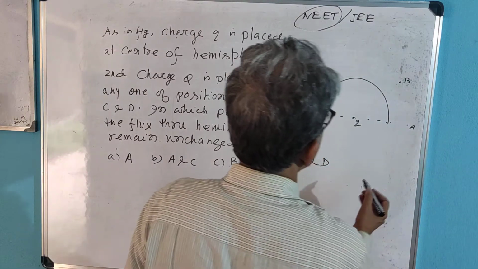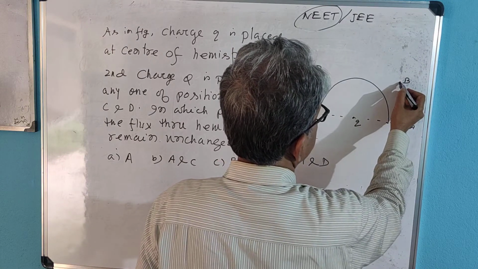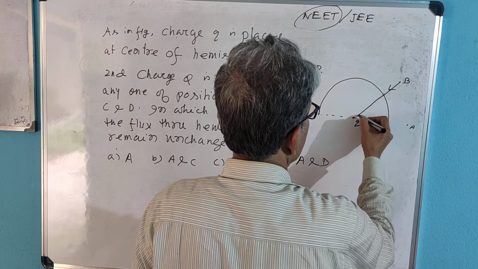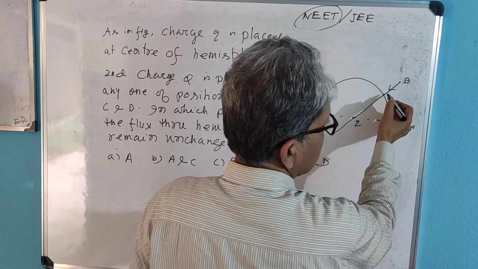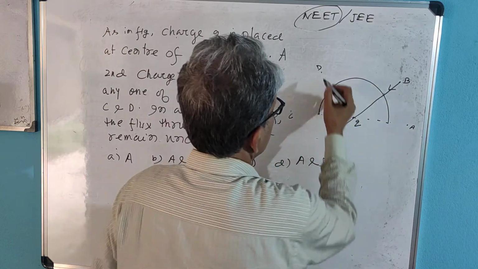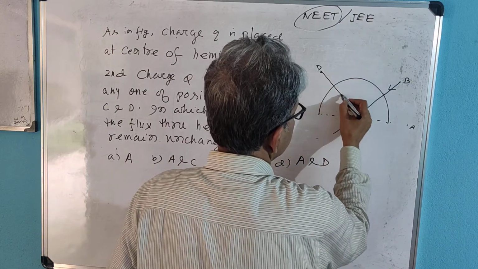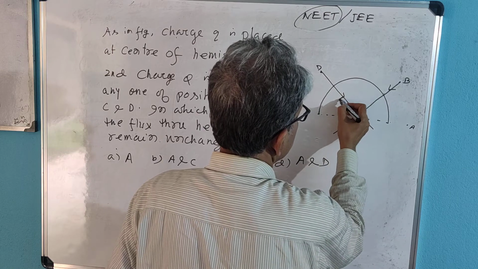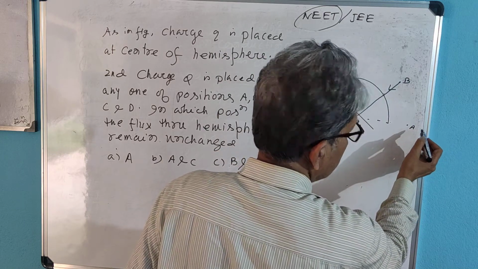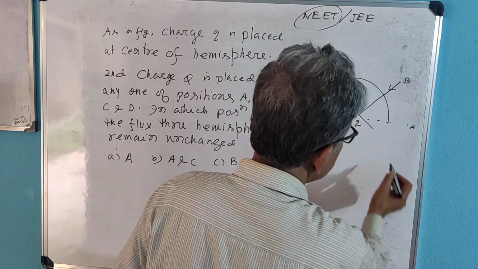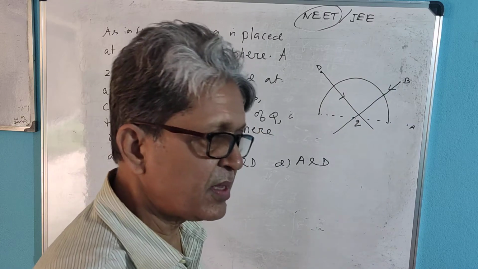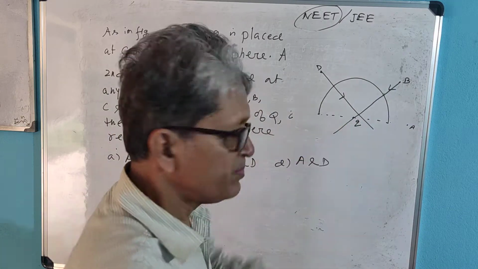For B, flux will enter and go out, so some negative flux will be taken into account. For D, the case is the same. Some flux will enter, but it will not go out of the hemisphere, so this will be taken into account as negative. So these two will change the total flux due to Q.